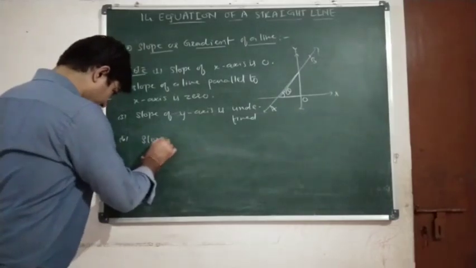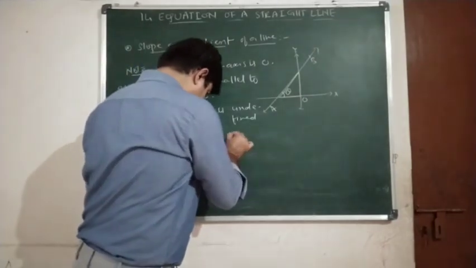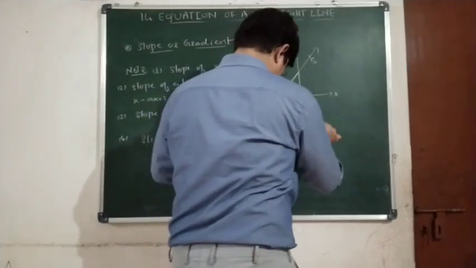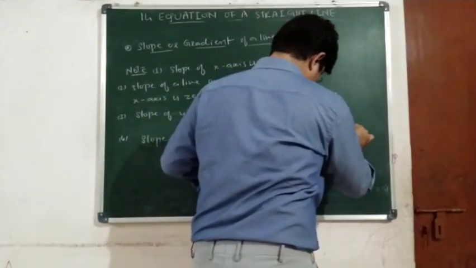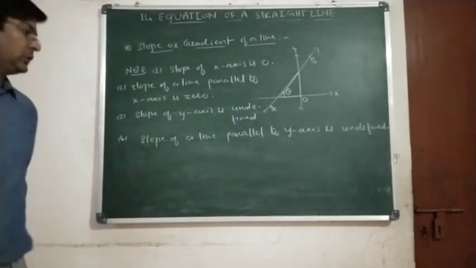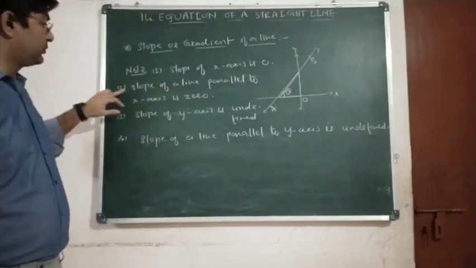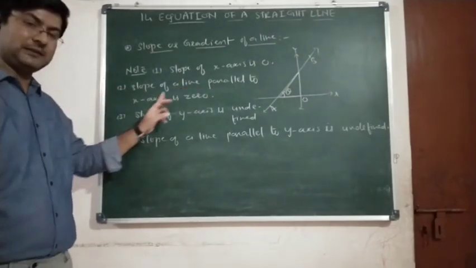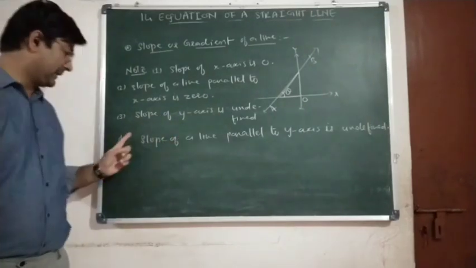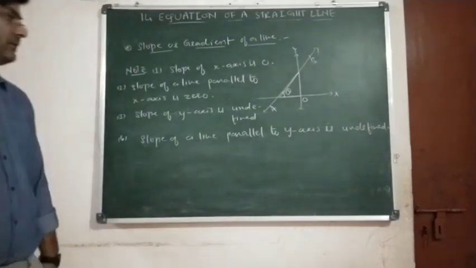Similarly, slope of a line parallel to y-axis is undefined. Clear? So we will remember these 4 points. Number 1, slope of x-axis is 0. Number 2, slope of a line which is parallel to x-axis is also 0. Number 3, slope of y-axis is undefined. And number 4, slope of any line which is parallel to y-axis is also undefined. Clear?